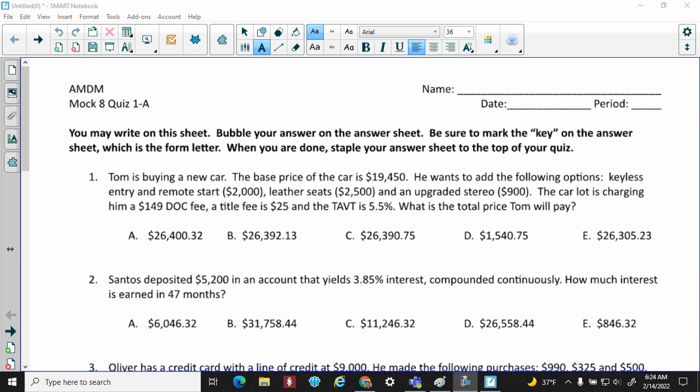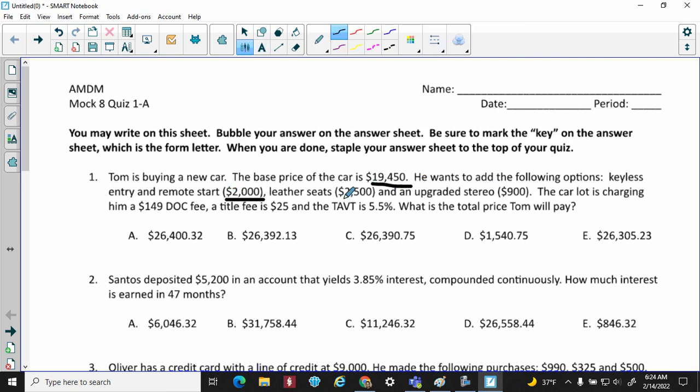Tom is buying a new car. The base price is $19,450. He wants to add the following options: keyless entry, leather seats, upgraded stereo. Okay, so what we have here is a situation where we do have a base price, but then we also have a whole bunch of options that we will add together. All of this will make the car more expensive. So let's go ahead and do the adding.